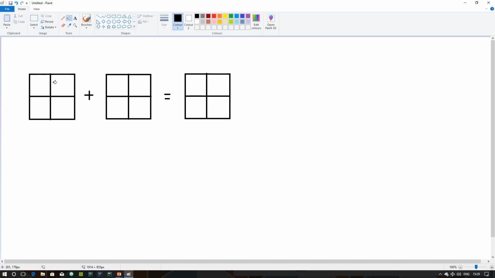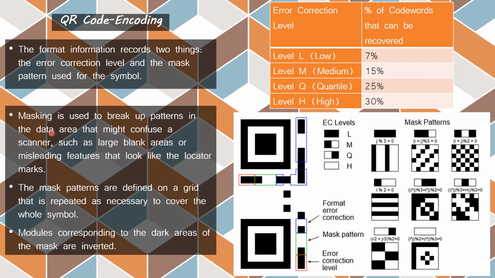So this is your unmasked version. Let us suppose in our unmasked version we have dark color squares in these 3 places, and this is our masking pattern. So in masking, modules corresponding to the darker areas of the mask are inverted.